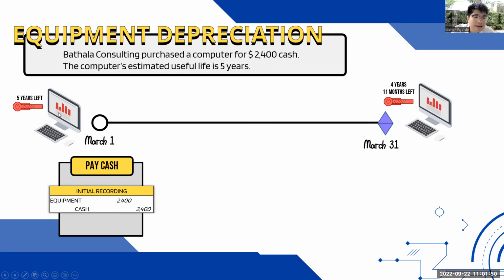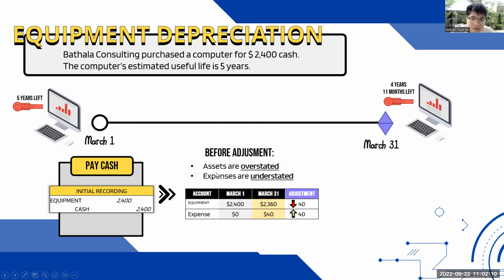So what would be the initial entry during March 1 or something? Our initial entry would be definitely increase your asset or your equipment by 2,400 and then credit cash of 2,400 kasi binayaran mo, right? Pero fast forward to March 31, in our unadjusted trial balance, before our adjustments, our assets are overstated and our expenses are understated.